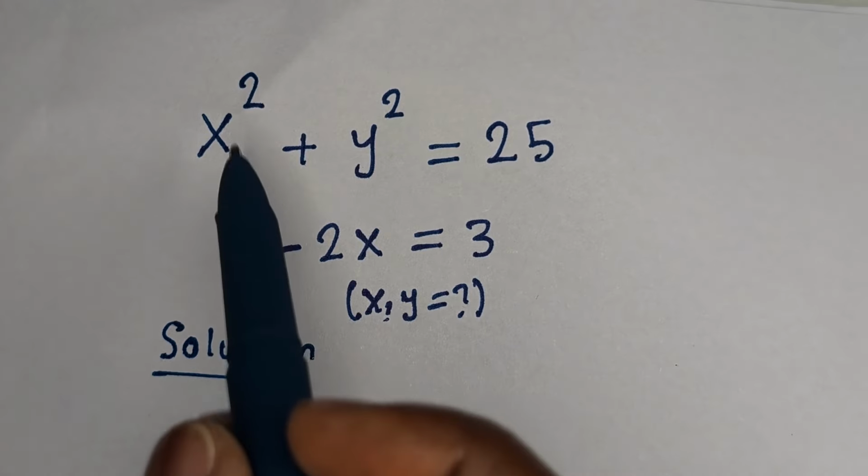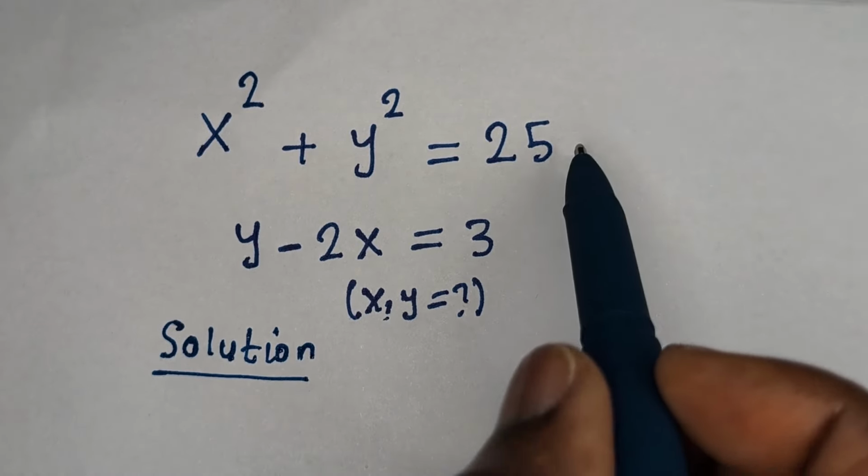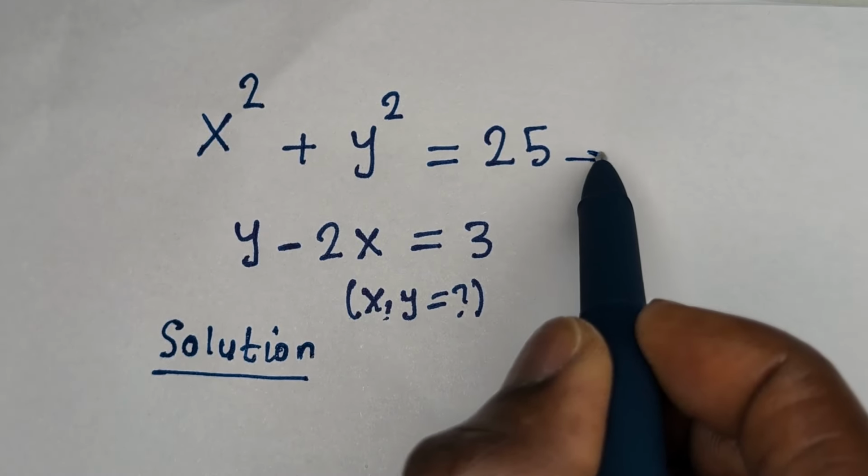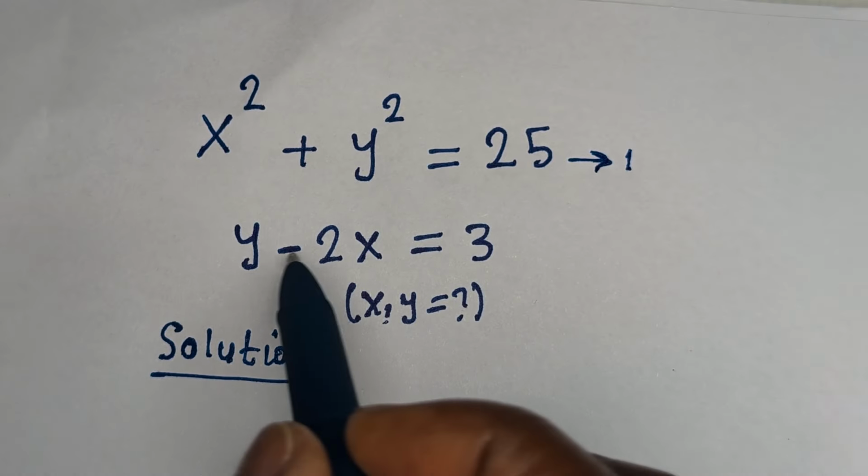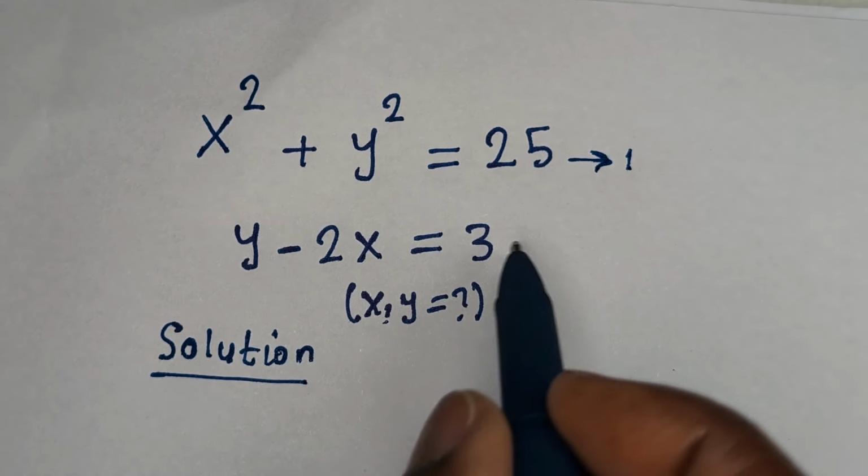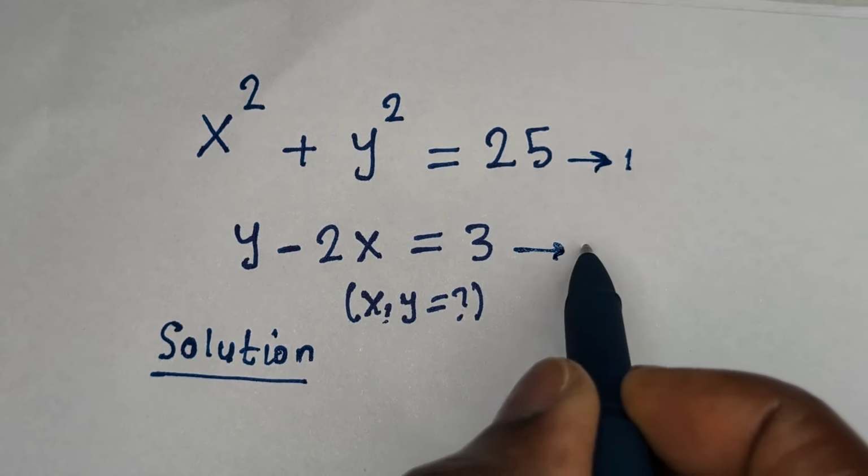Here, x squared plus y squared is equal to 25. Let us call this our equation 1. And y minus 2x is equal to 3. Let us call this our equation 2.